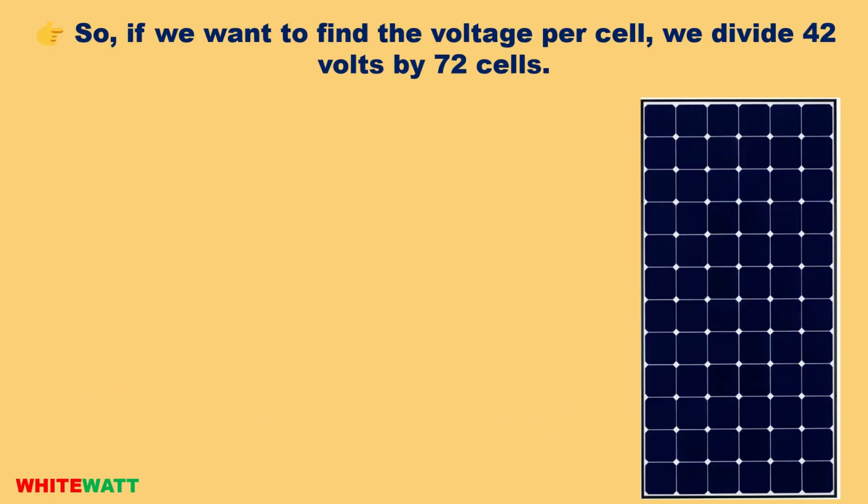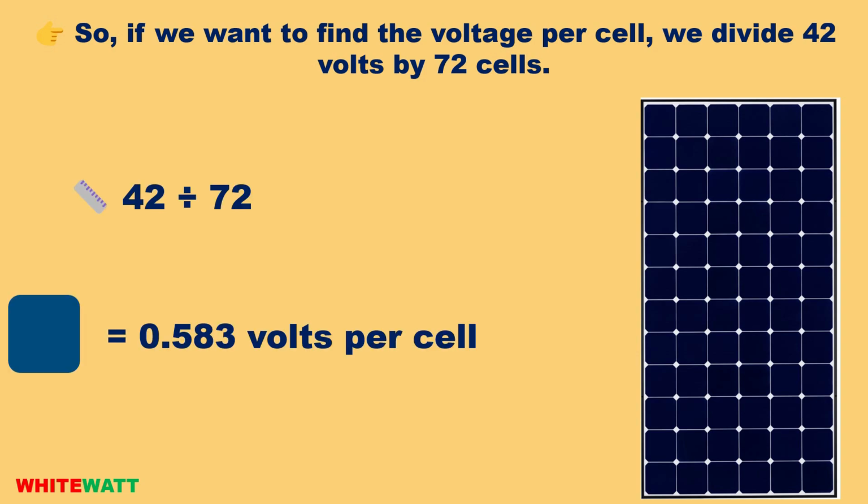So if we want to find the voltage per cell, we divide 42 volts by 72 cells. So 42 divided by 72, the answer becomes 0.583 volts per cell.